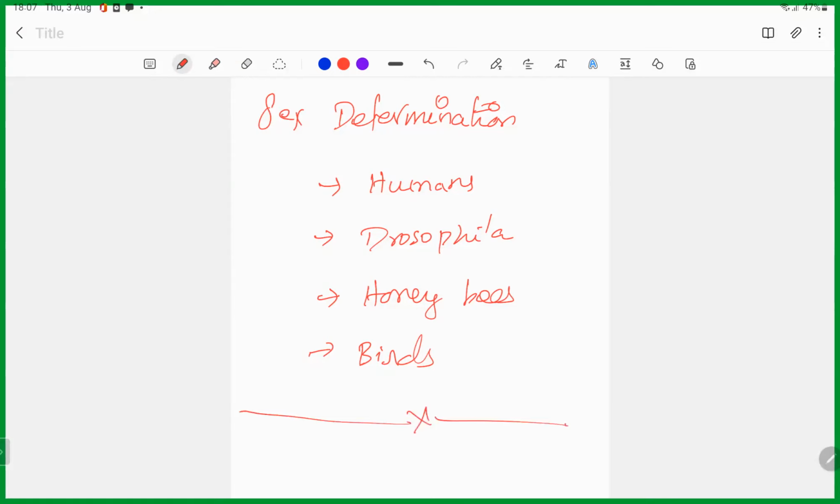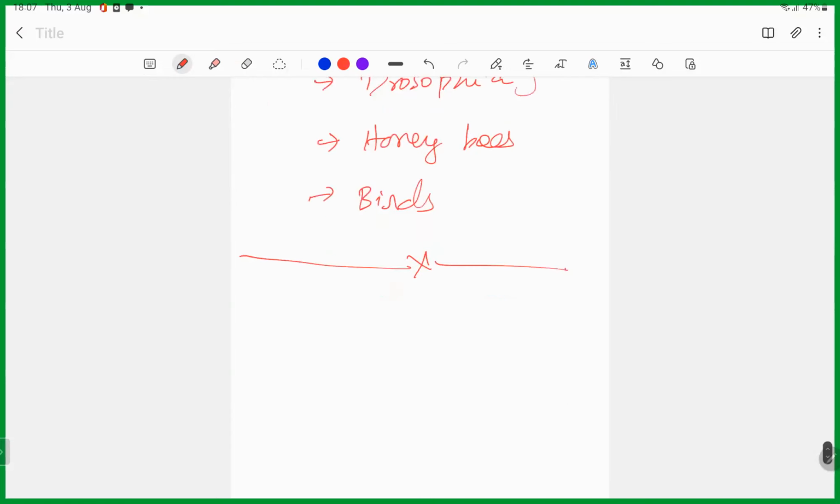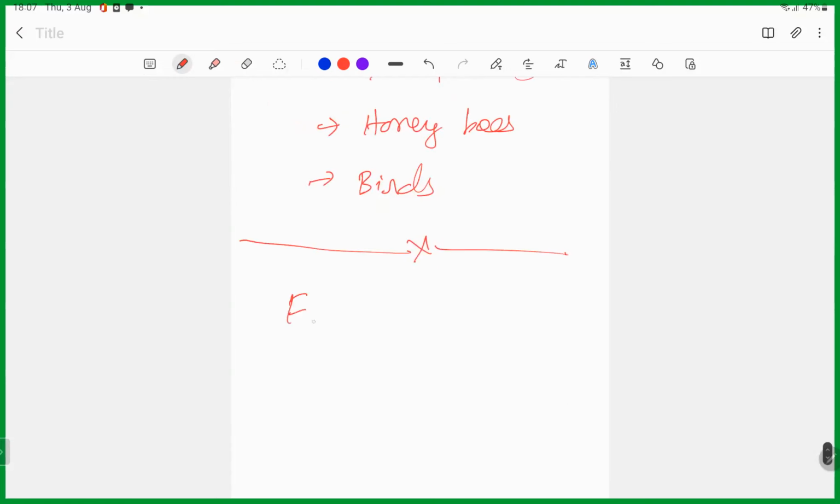Drosophila is a fruit fly. They call it a fruit fly, which is very, very small.